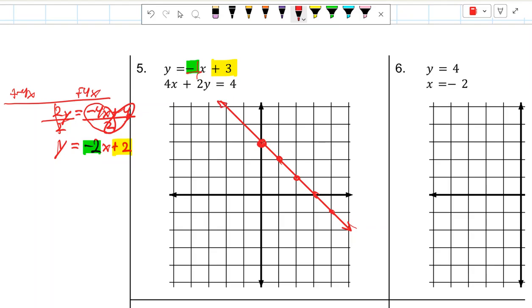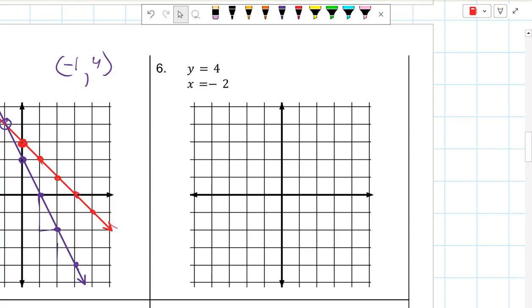Arrows top and bottom. And now let's graph our second one. It's crossing at positive 2, and our slope is negative 2 over 1. So down 2, right 1. Down 2, right 1. So that's going to be crossing right here. And that point on the coordinate plane is negative 1, 4.